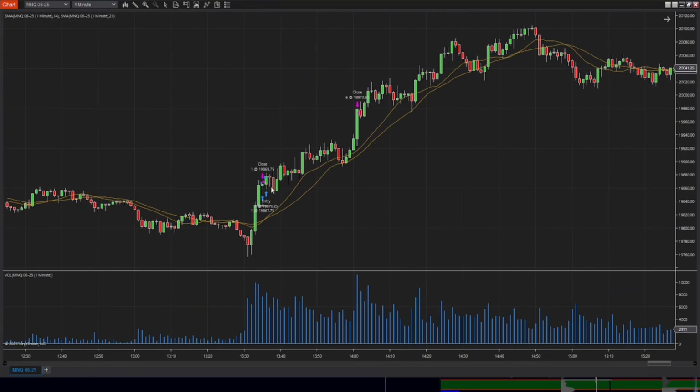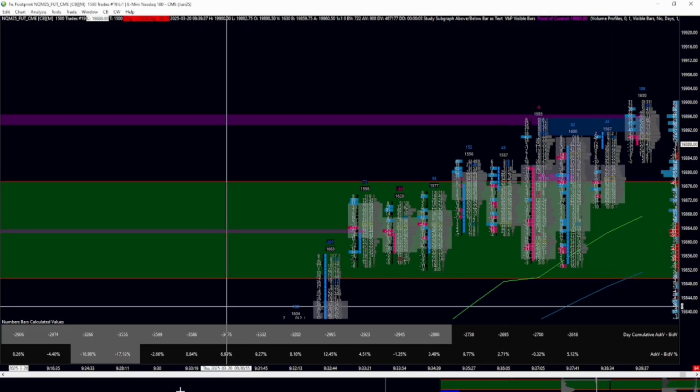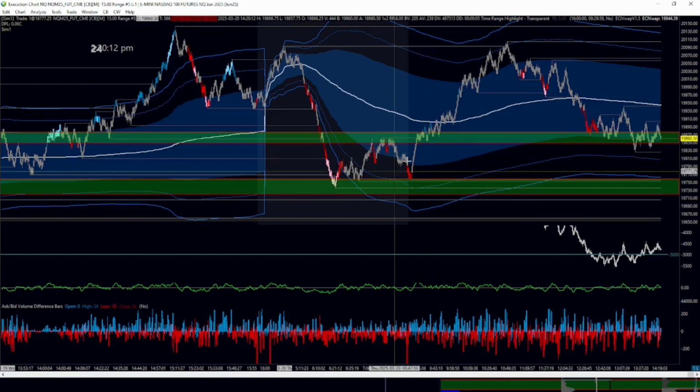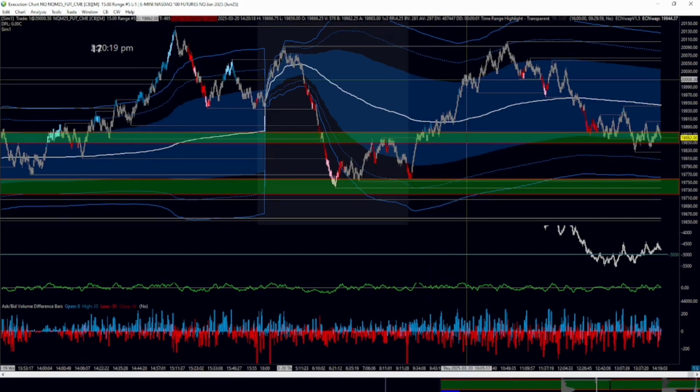That was where we had that pullback, aggressive selling. That was where I closed out. So I closed out at the other side of value. I was coming inside daily value, so I just took it off there at the 2000s at the other side of value.